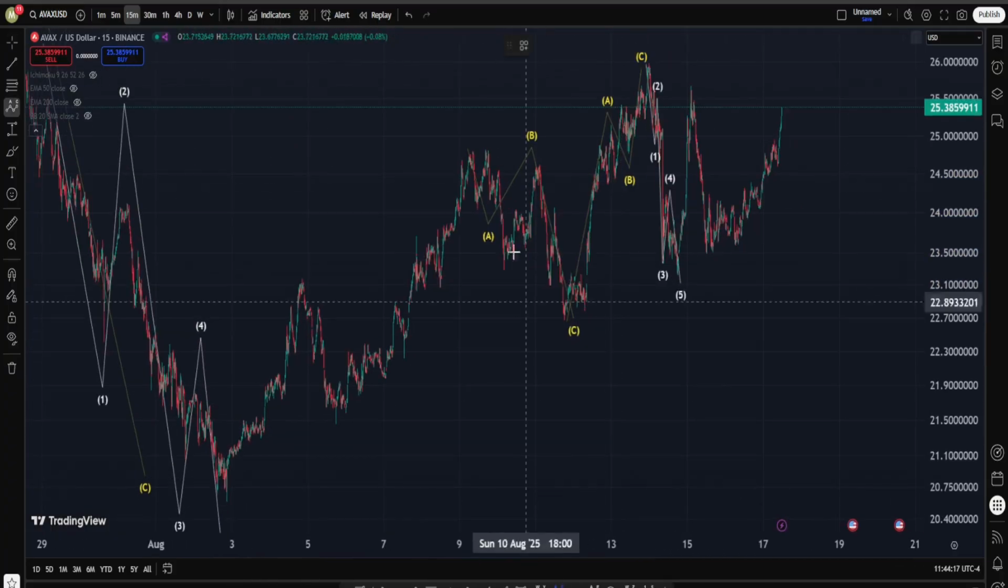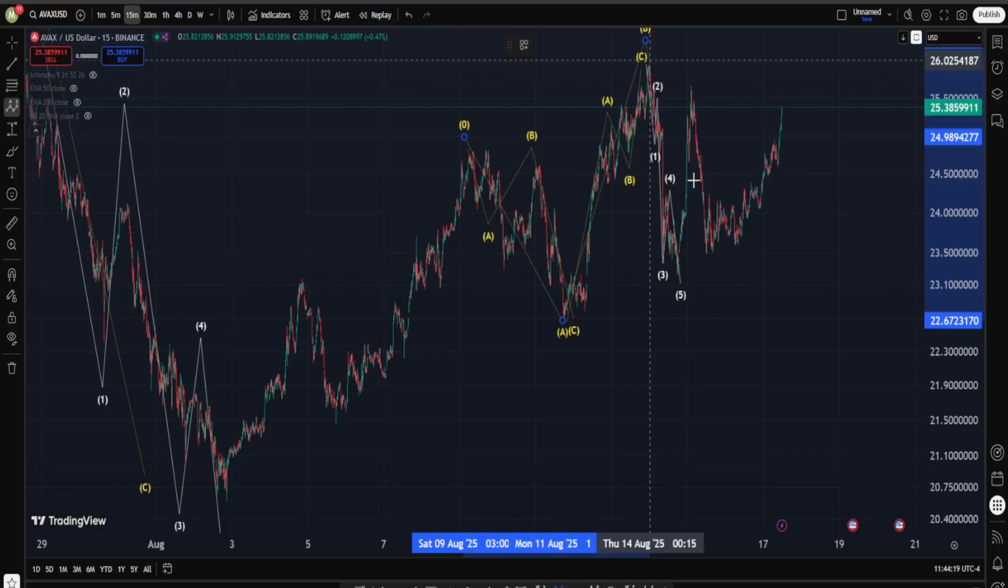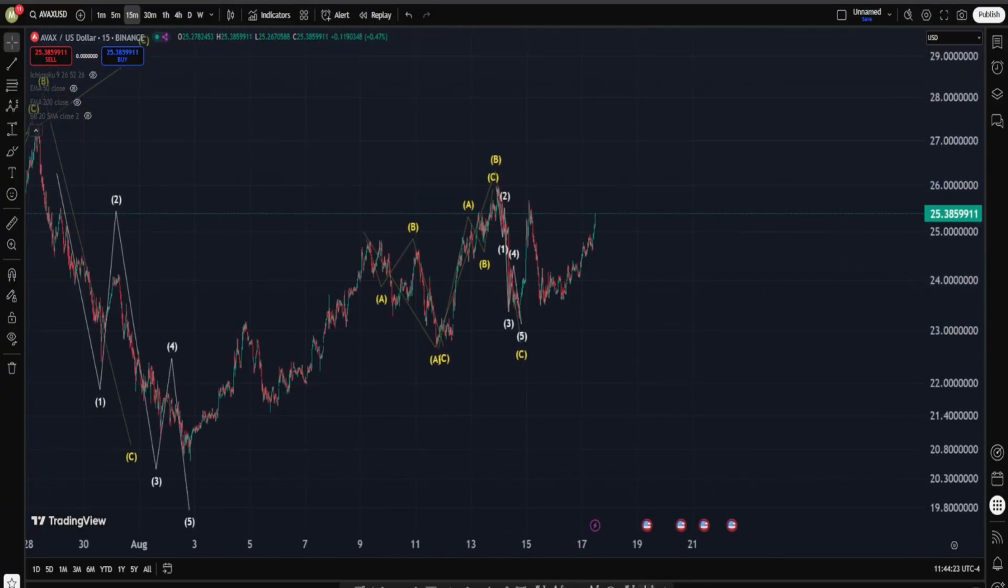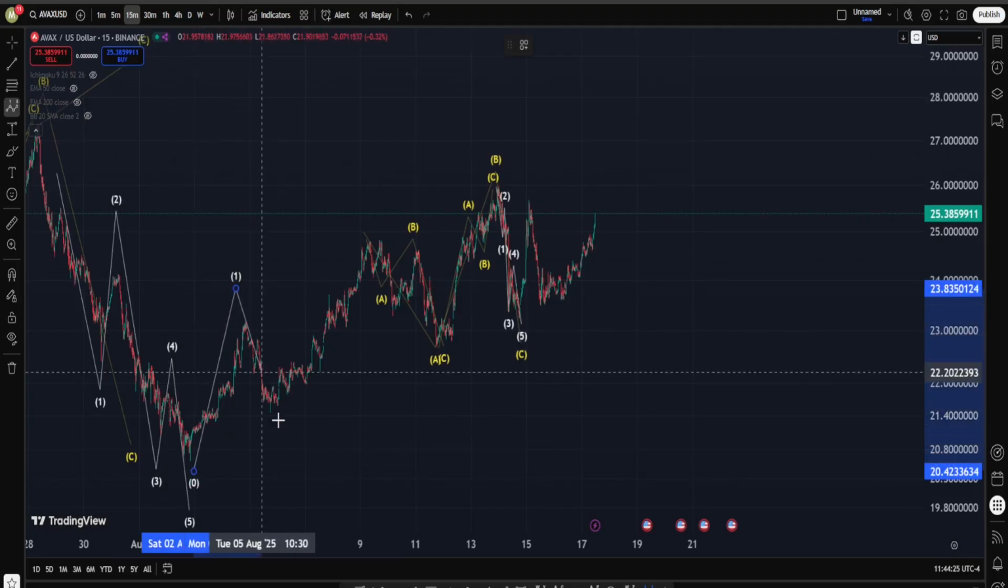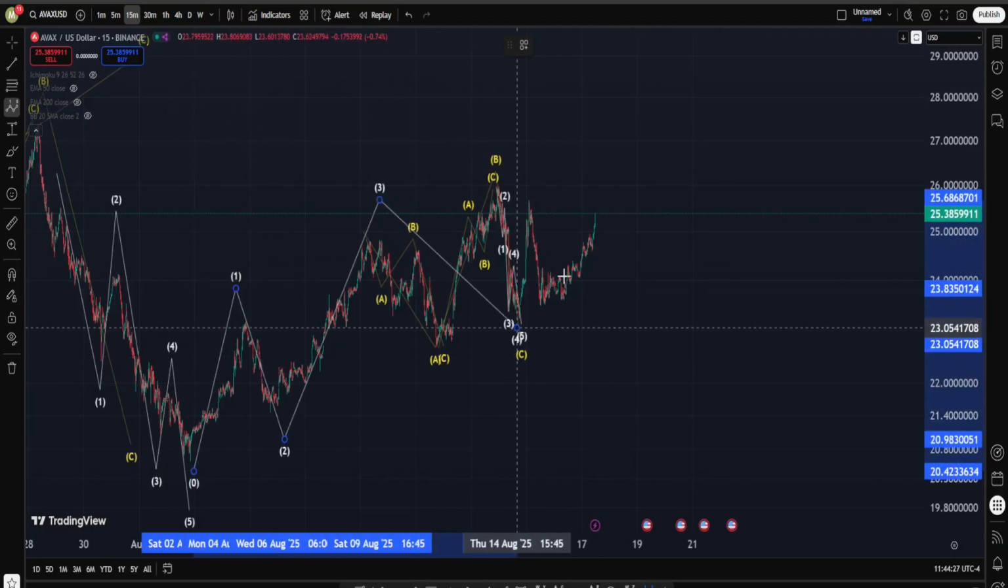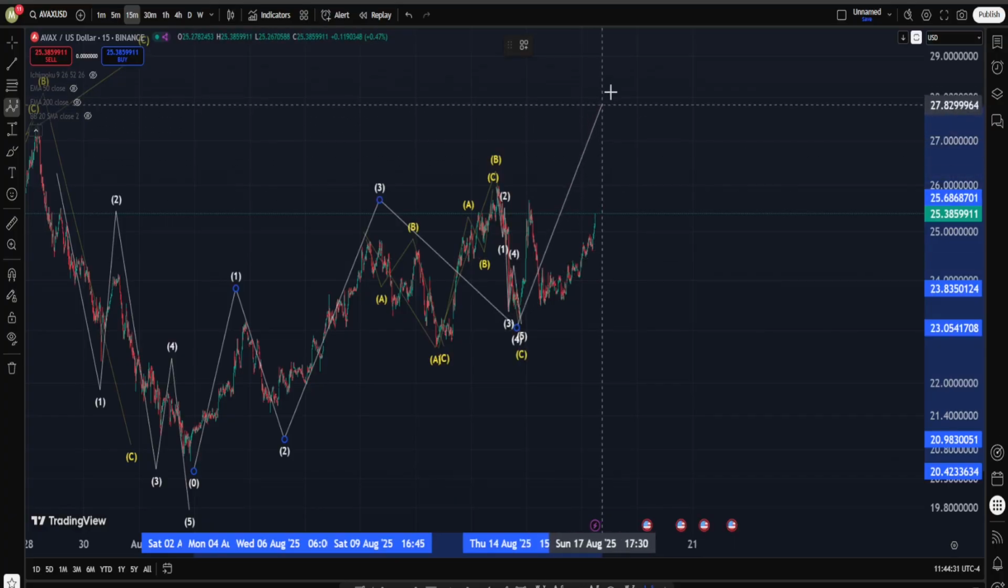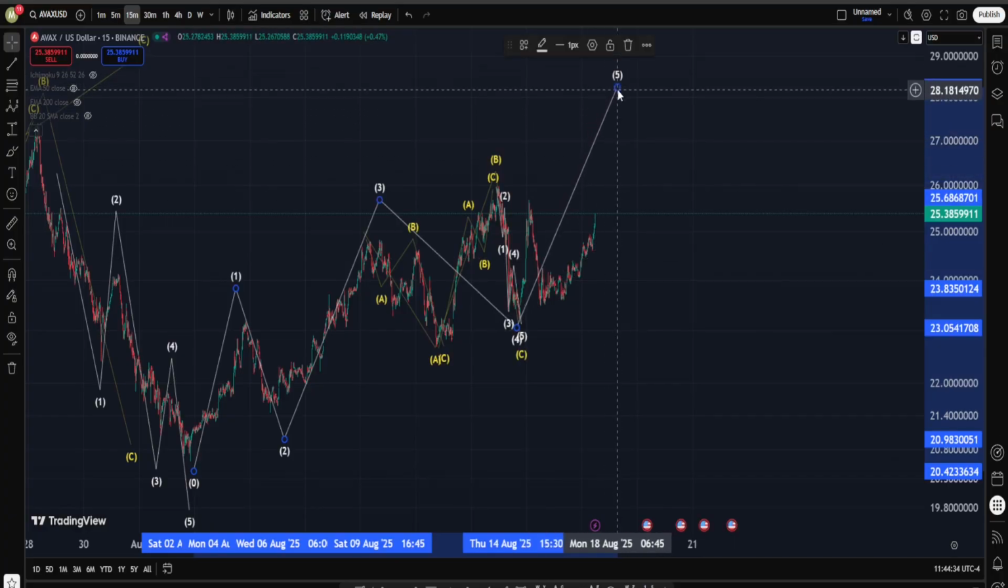So essentially, on a higher degree, maybe this whole move is a running flat structure into, this is the key, pay attention, maybe a larger degree wave 4. And I'm going to argue we still need to see yet another move up in Avalanche into our wave 5 in order for us to be very much optimistic. This was in terms of Elliott waves.